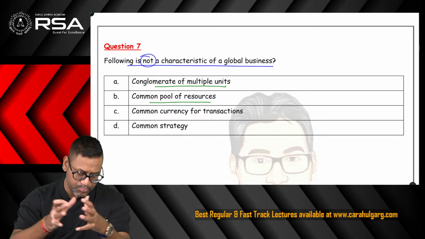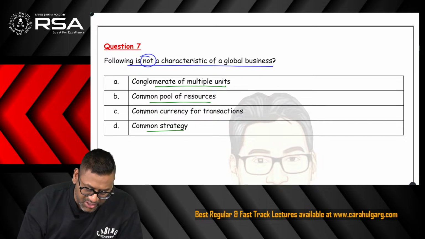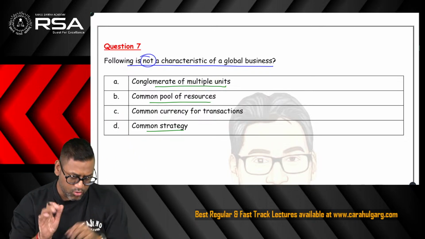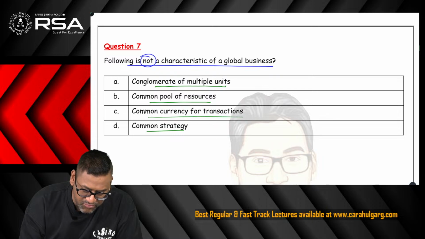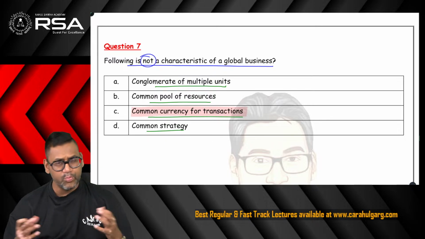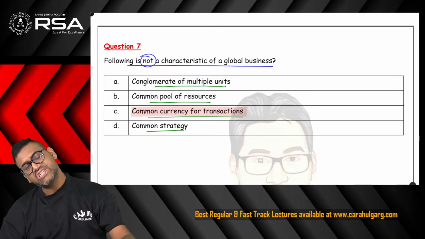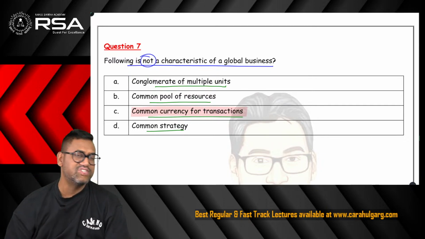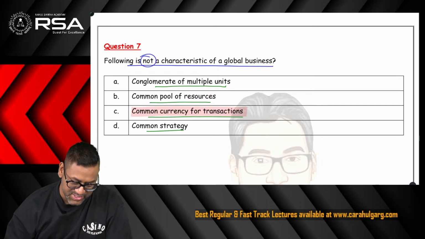All the resources are pooled together. Common strategy, definitely the top level management which makes the strategy makes the common strategy. But common currency for transaction, this is the correct option. This is not the characteristic, because a global business is operating in so many countries, and we know normally each and every country has a different currency. So there cannot be a common currency for the transactions in the global business, child.